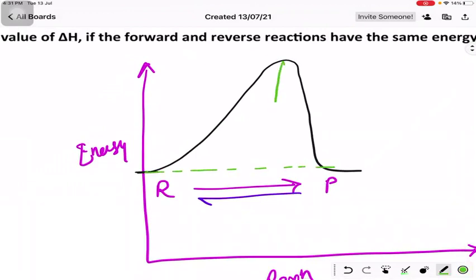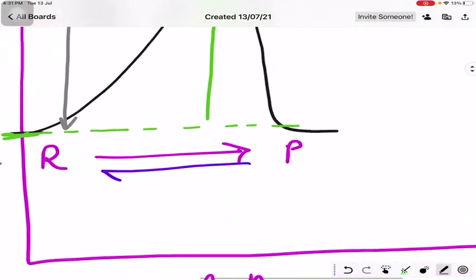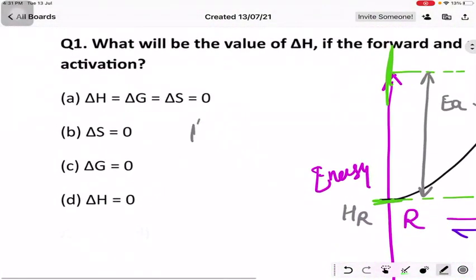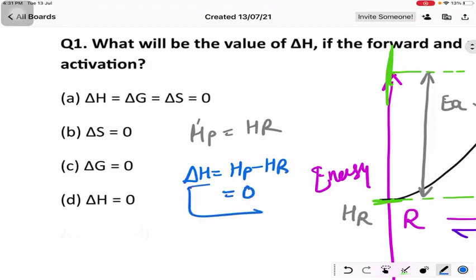What is activation energy? This energy difference, this gap is called activation energy. So it means the enthalpy of reactant, which is represented as HR, and enthalpy of product are equal. So because enthalpy of product is equal to enthalpy of reactant, what will be the delta H? Delta H for reaction is enthalpy of product minus enthalpy of reactant and that will be equal to 0. So this is the answer.